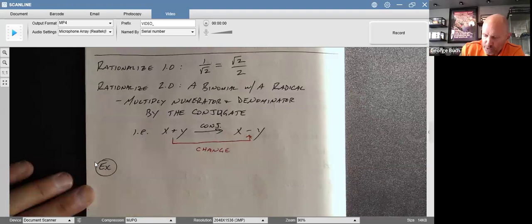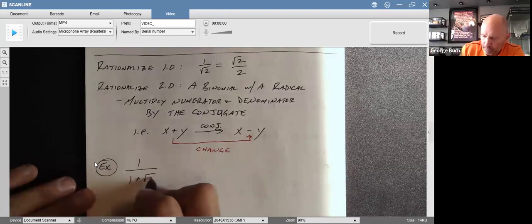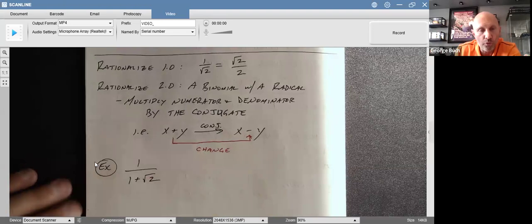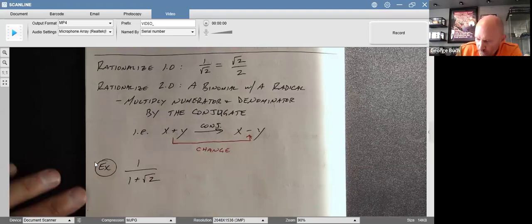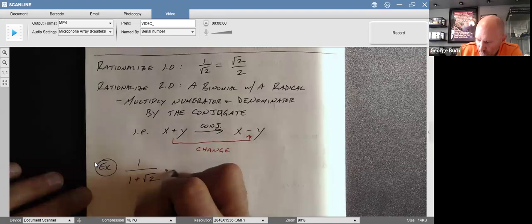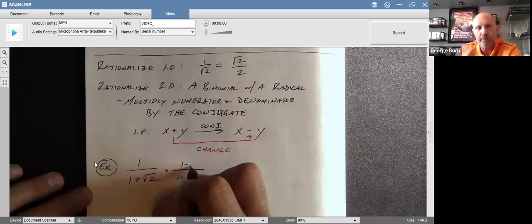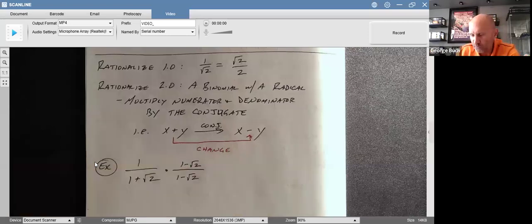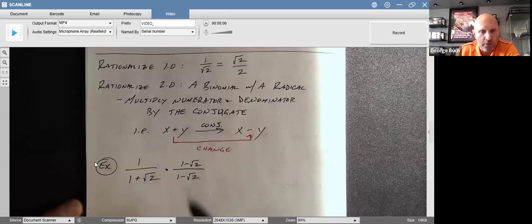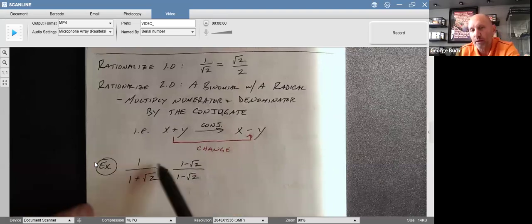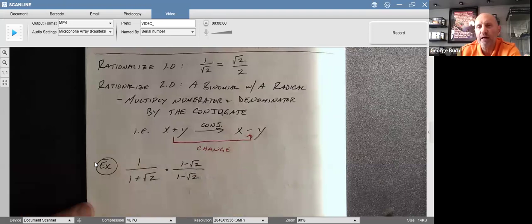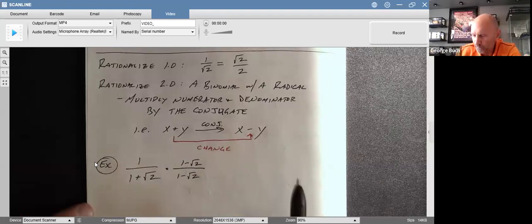Let's say we want to rationalize 1 over 1 plus root 2. The conjugate would be 1 minus root 2. I have to do it in the top and bottom because 1 minus root 2 over 1 minus root 2 is just 1. Essentially, I'm just multiplying the whole thing by 1, so I don't change the value, I just change how it looks.